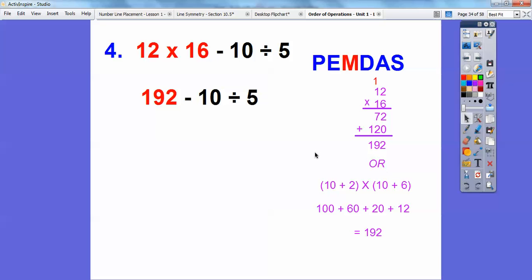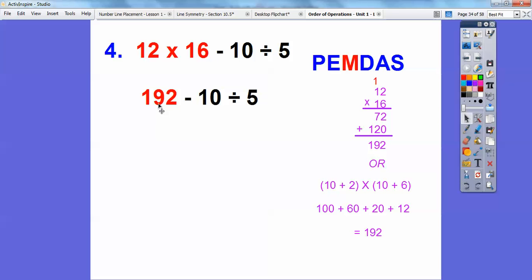Or you can do this another way I taught when I taught 4th grade. There's my 12, 10 plus 2, and there's my 16, 10 plus 6, and then I can distribute this 10 through. 10 times 10 is 100. 10 times 6 is 60, and then I multiplied this 2 through. 2 times 10 is 20, 2 times 6 is 12, and then you can add all those up. You get 192 both ways.